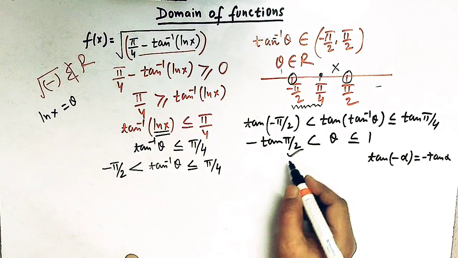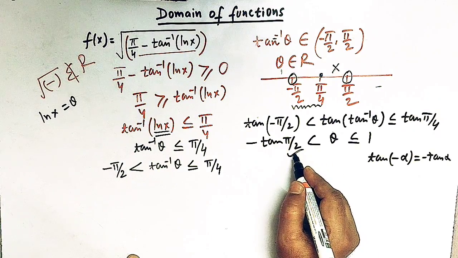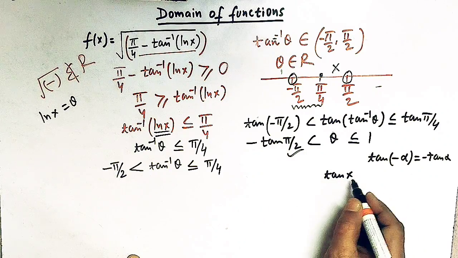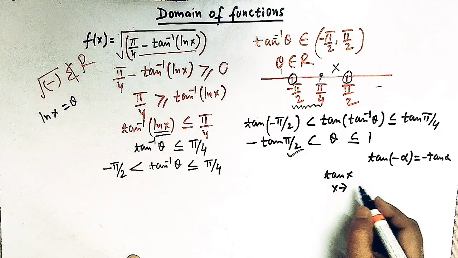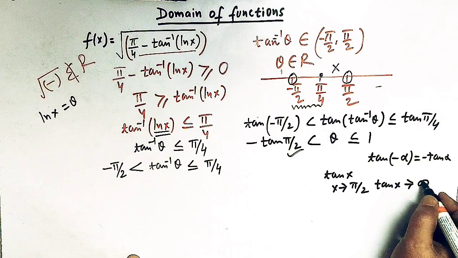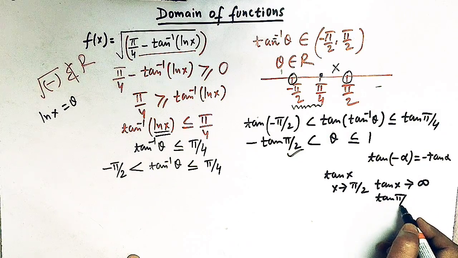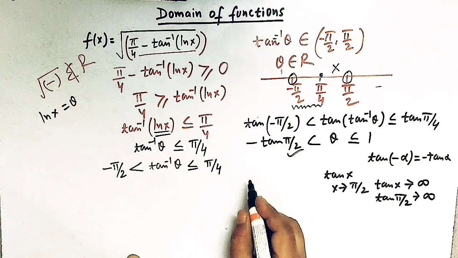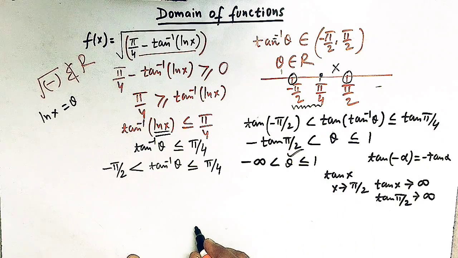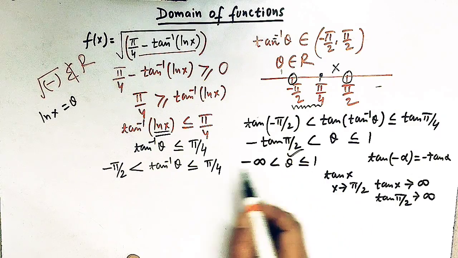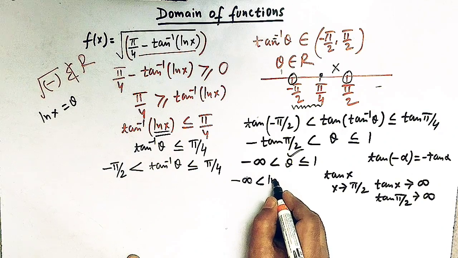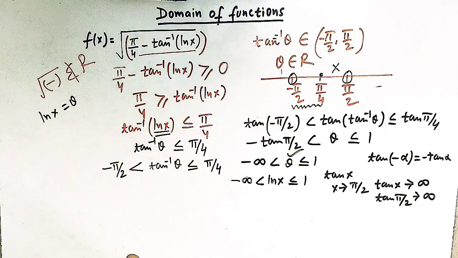And now here we have tan pi by 2, and we know that if we have the function tan x, and when x tends to the angle pi by 2, then tan x tends to infinity. That is, tan pi by 2 tends to infinity. So here we have minus infinity, and here we have theta, and here we have 1. So now let us substitute the value of theta as natural log of x. So we have minus infinity less than natural log of x, and here we have 1.